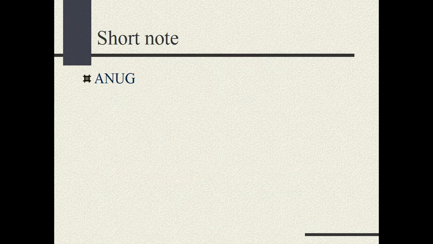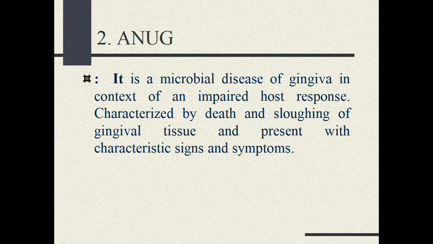Coming on to the short note of acute necrotizing ulcerative gingivitis. What all we will be including in this answer? First of all, definition: it is a microbial disease of the gingiva in the context of an impaired host response, characterized by death and sloughing of gingival tissue, and it presents with characteristic signs and symptoms.